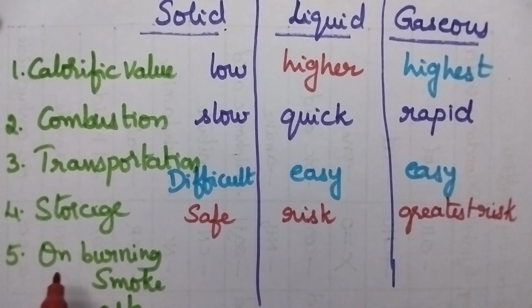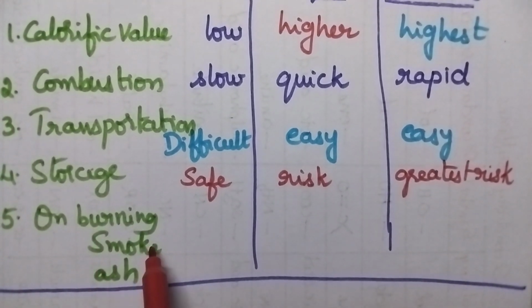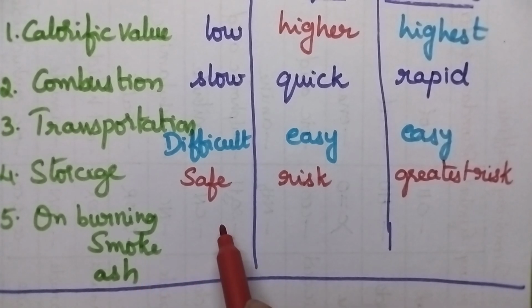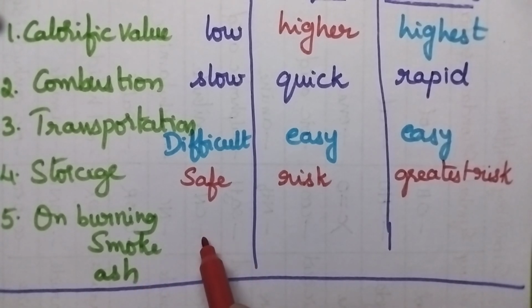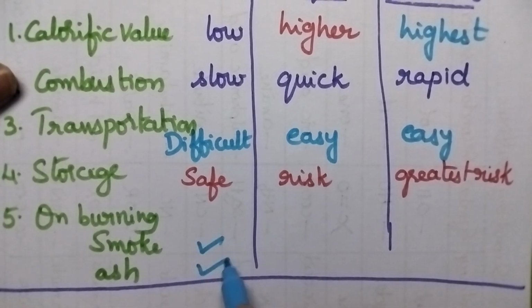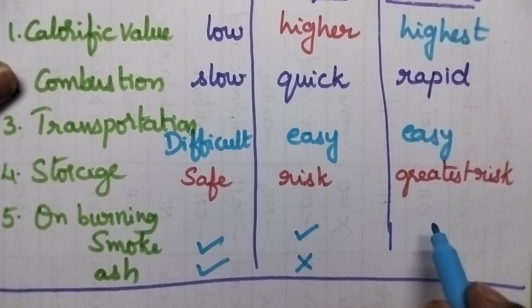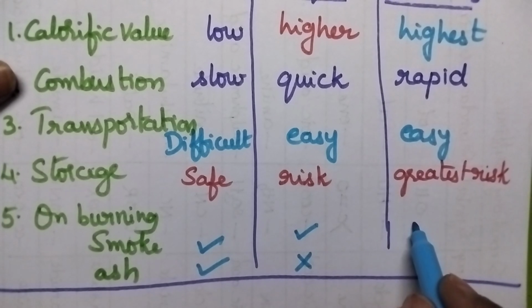Coming to the burning of solid, liquid and gaseous fuels, there are two types of products we can observe, especially smoke and ash. So, especially solid fuels release smoke and ash. Coming to the liquid fuels, we can observe smoke and no ash will be released. Coming to the gaseous fuels, there will be no smoke and no ash.